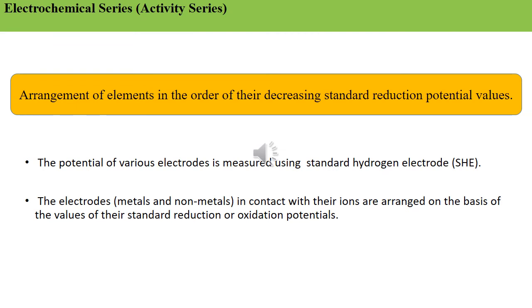Electrochemical series or activity series. Electrochemical series is the arrangement of elements in the order of decreasing standard reduction potential. The potential of various electrodes can be determined using the standard hydrogen electrode. The electrodes, both metals and non-metals, when in contact with their ions in aqueous solution, are arranged on the basis of the values of the standard reduction potential or standard oxidation potential.